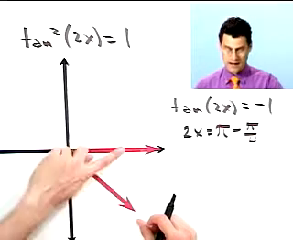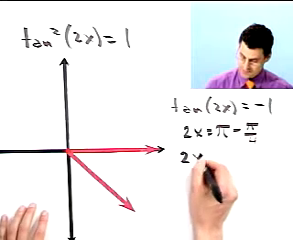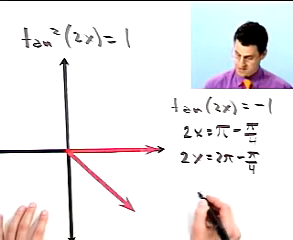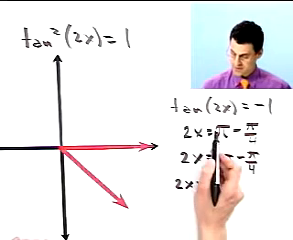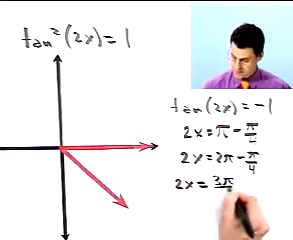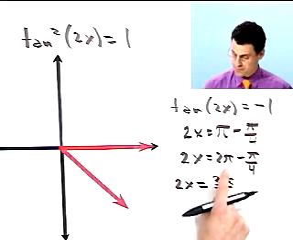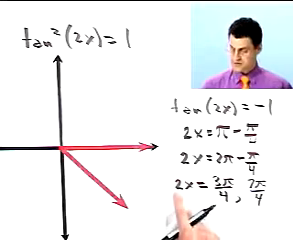How could I get that? I could just take 2 pi and subtract pi over 4. So the other answer is 2 pi minus pi over 4. And so what do I see? I see that 2x is either equal to, this is 4 pi over 4, minus pi over 4 is 3 pi over 4, or this answer, and this is 8 pi over 4 minus 1 pi over 4 is 7 pi over 4. But that's what 2x equals.